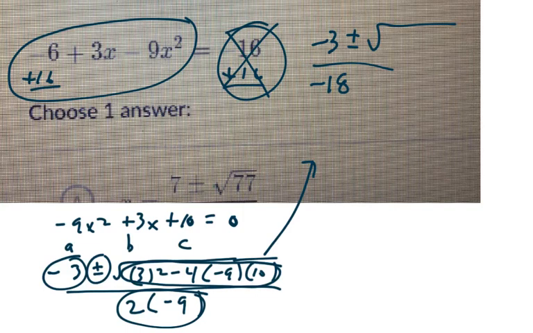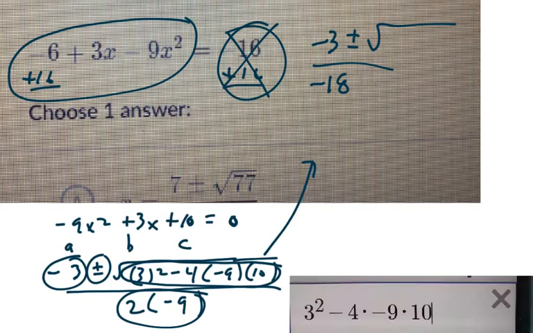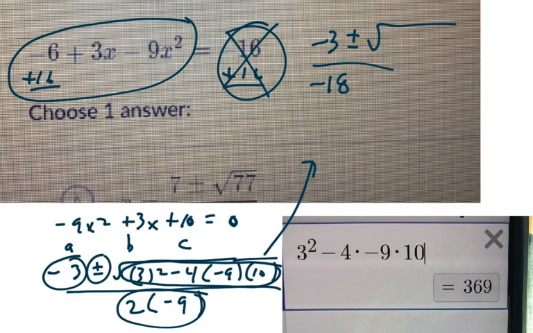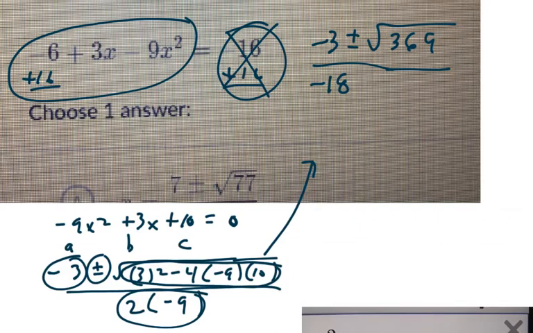Now, what is the square root? Now, again, I went ahead and did it on my calculator. And if you look at the bottom corner of my screen now, I just popped it in. I took a picture. I end up getting 369. Now, that's the square root of 369. Okay? Get that out of the way in case I need that space.